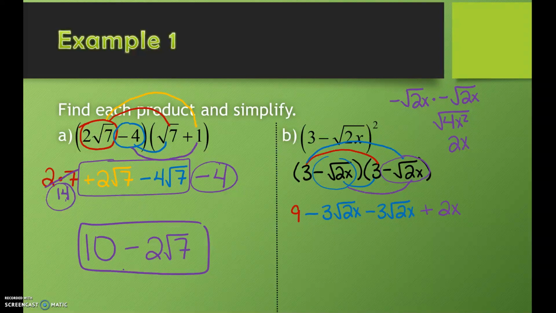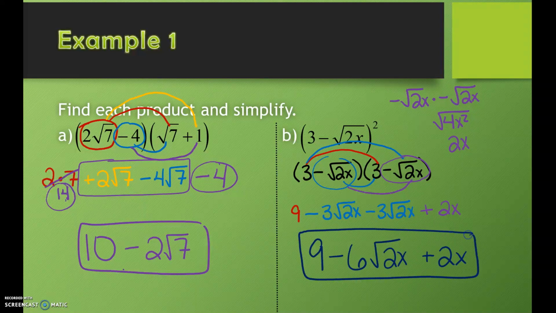Okay, like terms. I already color-coded the like terms. The only like terms are the negative 3 square root of 2x's. So we have 9 minus 6 square root 2x plus 2x. It's kind of frustrating that there aren't more like terms, but we can deal with it.